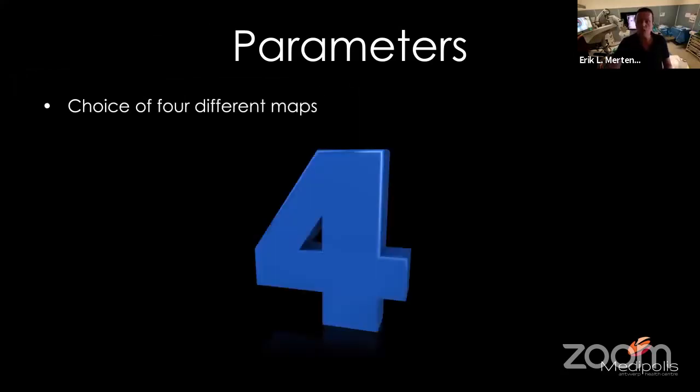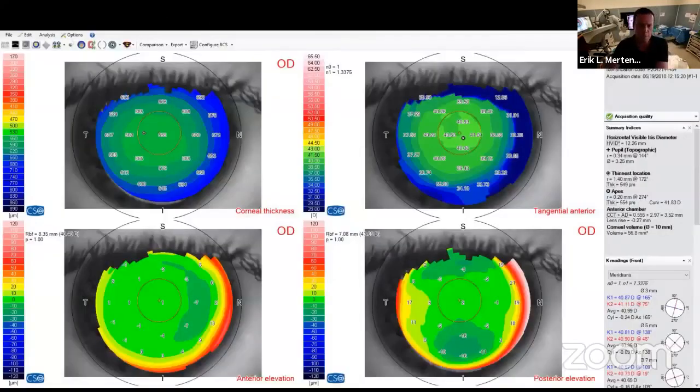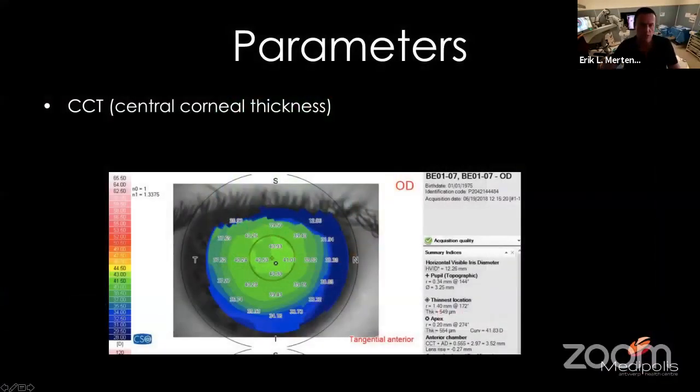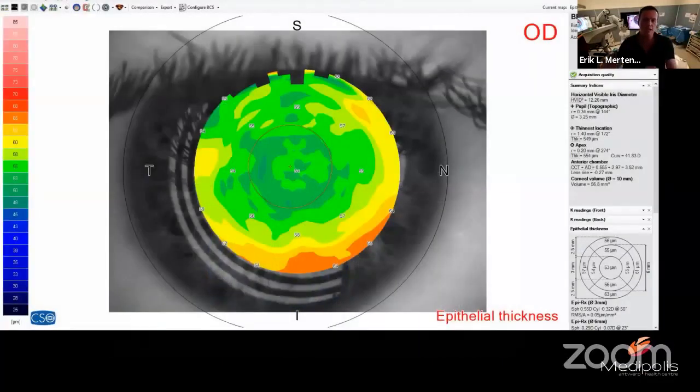Now, another map I'm looking for is the choice of the 4 different maps. This is this one. You see here lower left and lower right, the anterior and posterior elevation of the cornea, the pachymetry, and here the tangential anterior. This is very important, but the most important is this button over here. I will highlight it there. And when you click, excuse me, this is a little too fast. Let's go back one slide. So this is the epithelial thickness map.